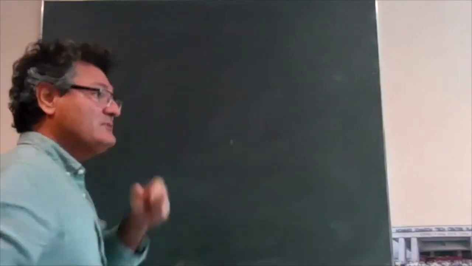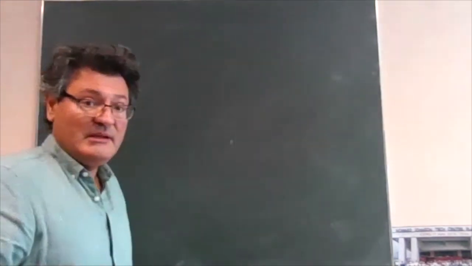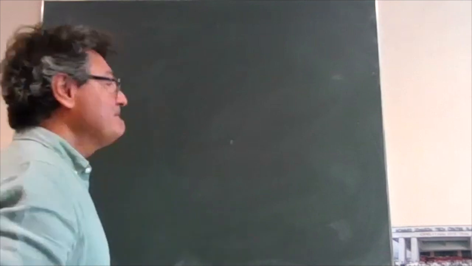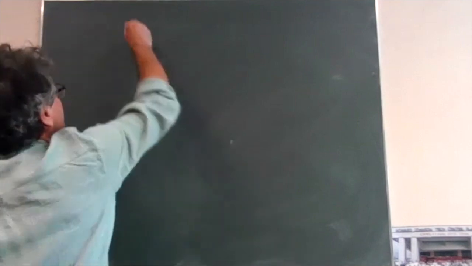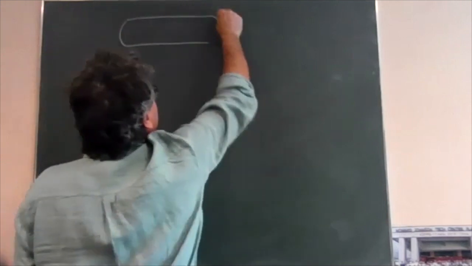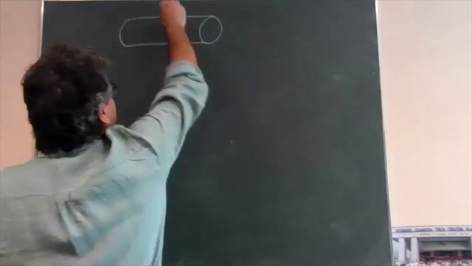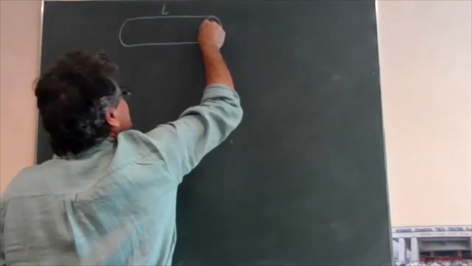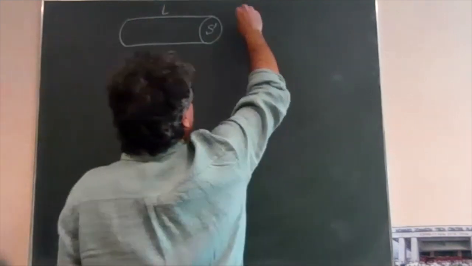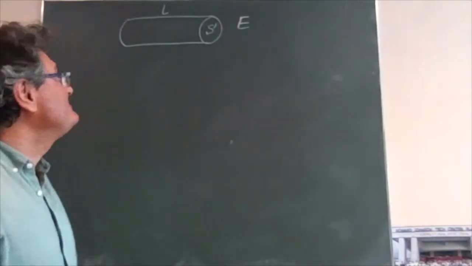And let's imagine that. So we invent a system. Okay. So let's take a cylinder like this, of length L and surface S. The system is characterized by a Young modulus E.